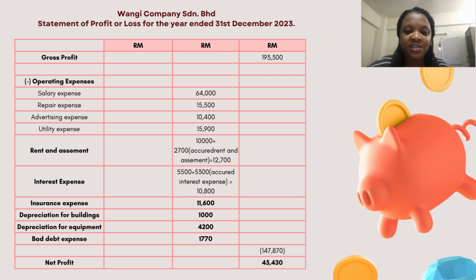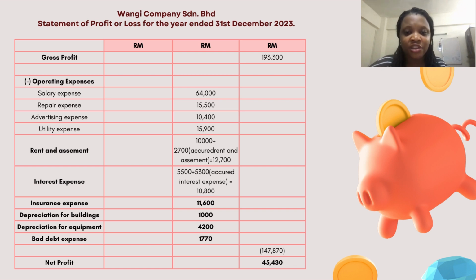Likewise, for the interest expense, we know that from the trial balance it is 5,500 ringgit, and from the additional information, we know the accrued interest expense is 5,300. So we just add that 5,300 ringgit to 5,500 ringgit. That will give us 10,800 ringgit as our interest expense. As for insurance expense, it's not even stated in the trial balance, so we must just add the insurance expense into the trial balance, which is 11,600 ringgit.